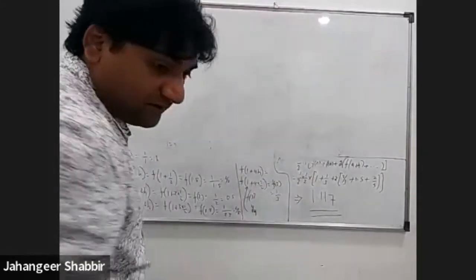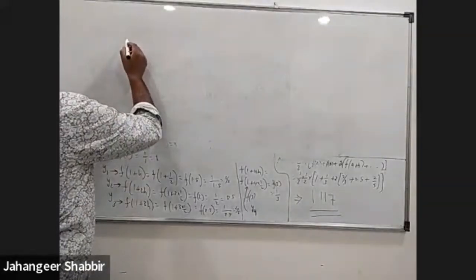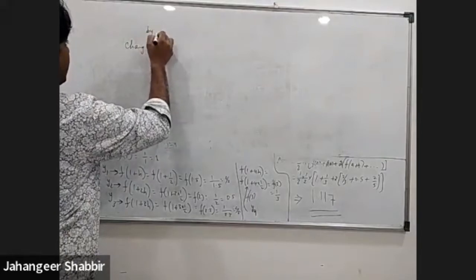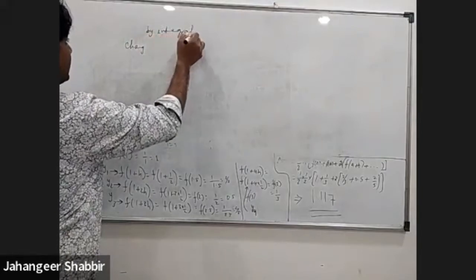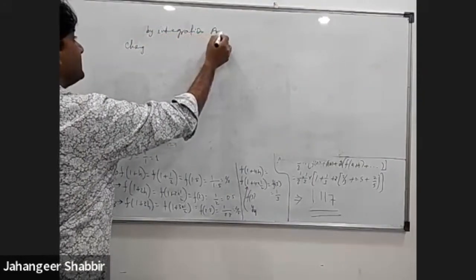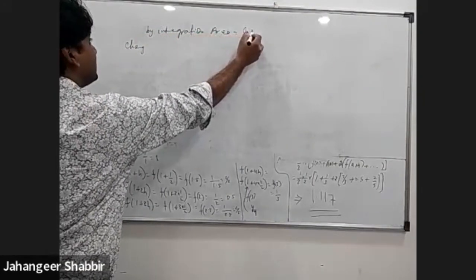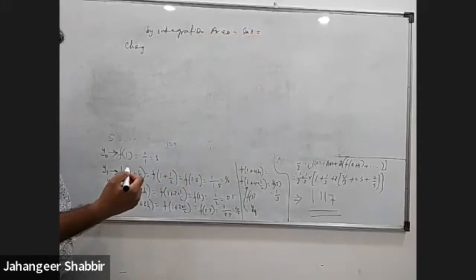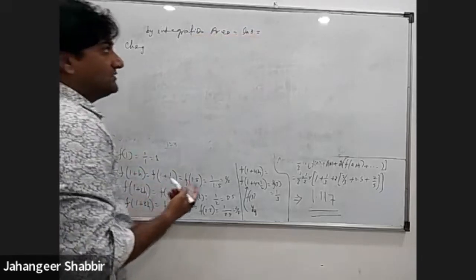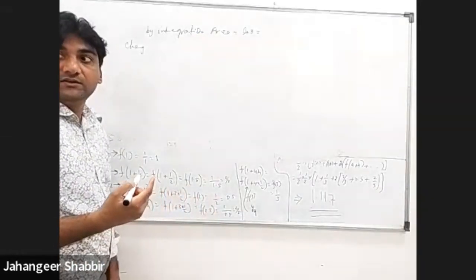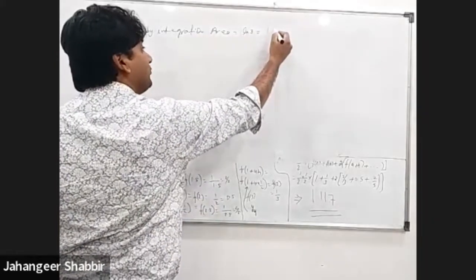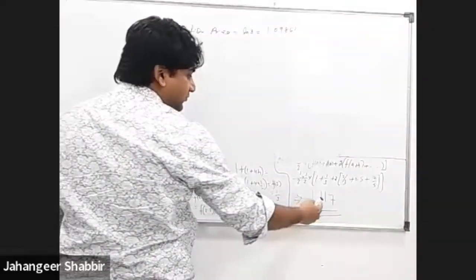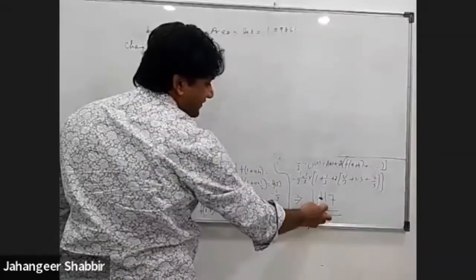So what was the area by integration, guys? The area by integration is your exact area, which was ln3. What is the ln3 value? 1.09861. And the trapezium area is 1.117. So which one is bigger? This one is bigger, right?